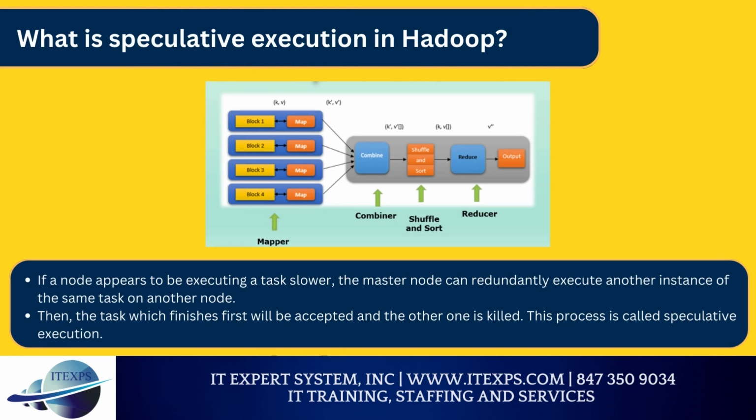What is speculative execution in Hadoop? If a node appears to be executing a task slower, the master node can redundantly execute another instance of the same task on another node. Then, the task which finishes first will be accepted and the other one is killed. This process is called speculative execution.